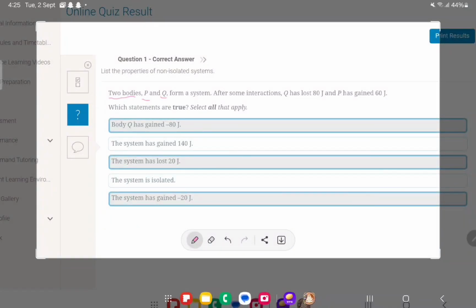Okay, so here in this question, they're telling you there are two bodies, P and Q. They form a system. After some interactions, Q has lost 80 joules. That means, in the opposite way, it gained negative 80 joules. And P gained 60.